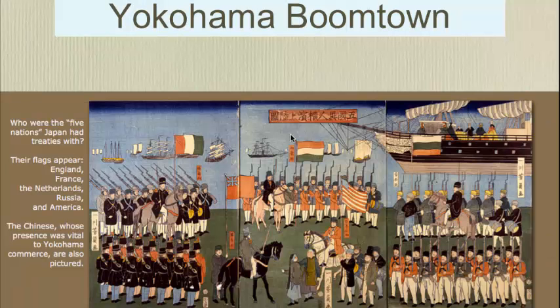Moving right as you scroll, there are questions to engage your students. Who were the 5 nations that Japan had treaties with? Here you've got the 5 nations depicted through their flags and their dignitaries. The Chinese are also there too because they played a significant role in trade.